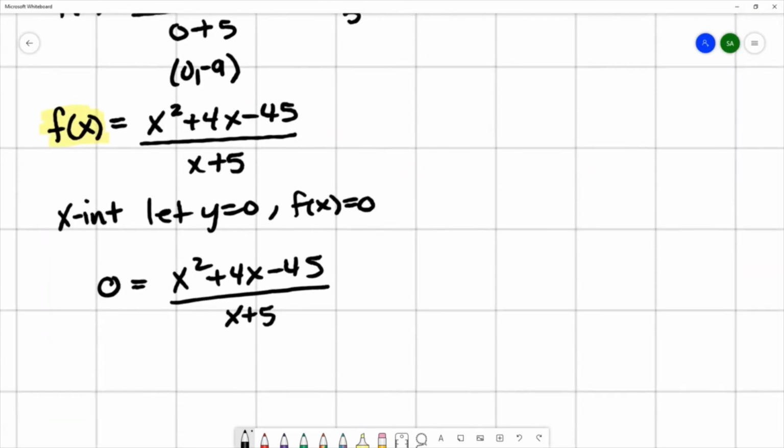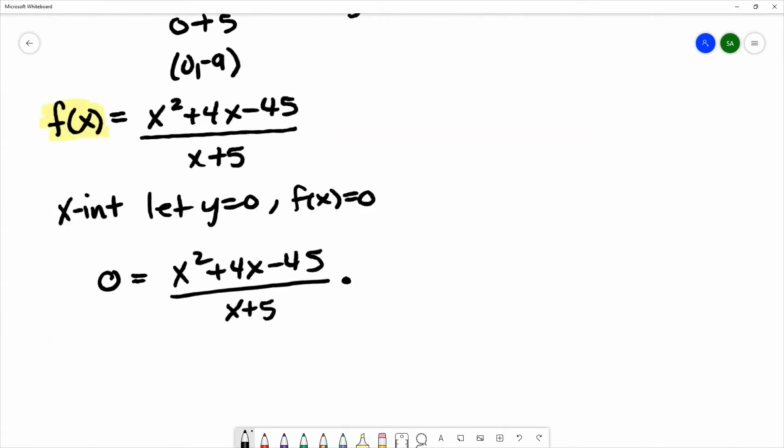We'll solve this equation by multiplying both sides by the denominator. On the left-hand side, 0 times x plus 5 is 0. And on the right-hand side, we've multiplied by the denominator, so it cancels with the denominator. So we're left with the numerator, which is x squared plus 4x minus 45.